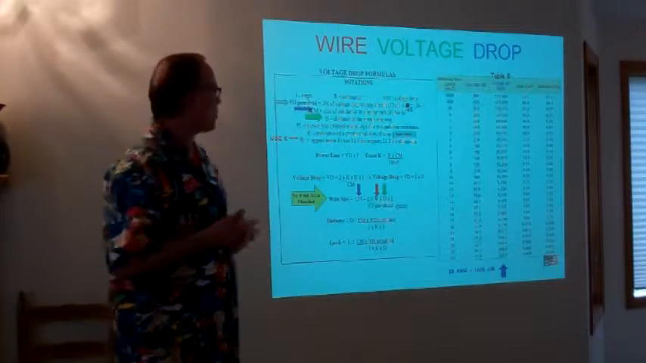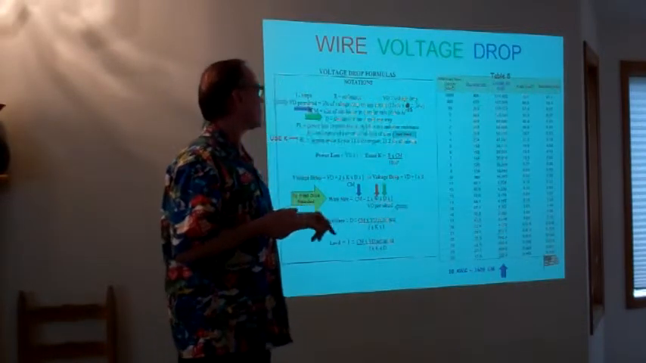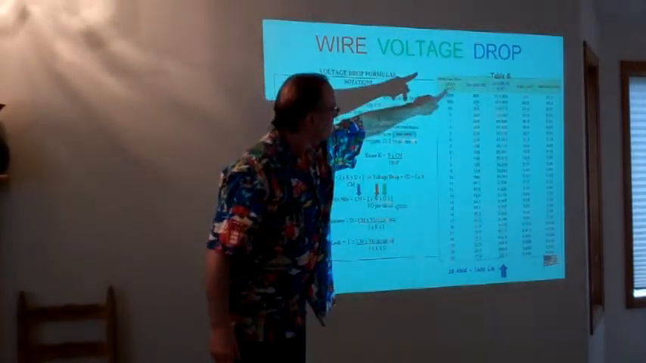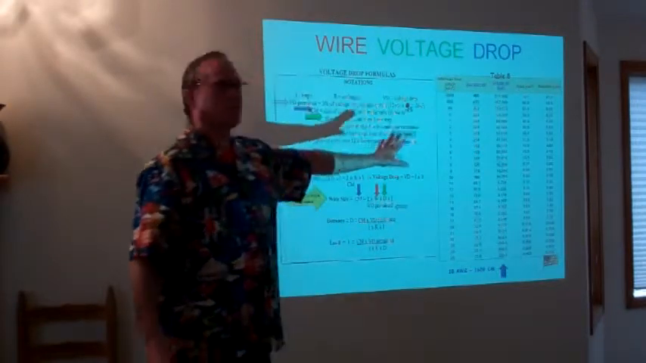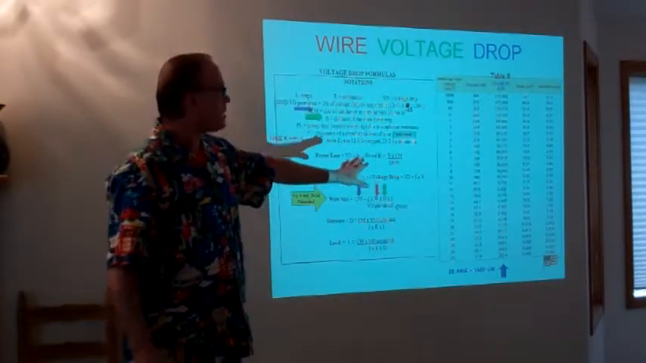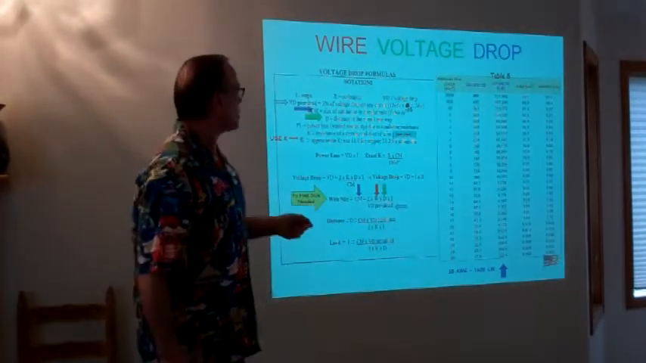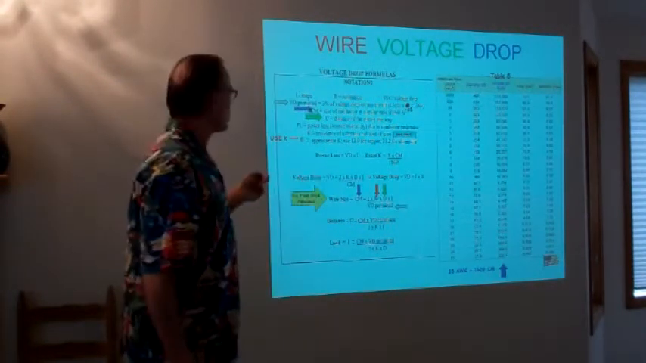Cm, which is circular mils, indicates the size of the conductor. And if you'll notice, it says Table 8. This is the table we're using. There are other tables available that you could find, but for right now, this one here is the one we're going to use, and it's actually based on the National Electric Code.